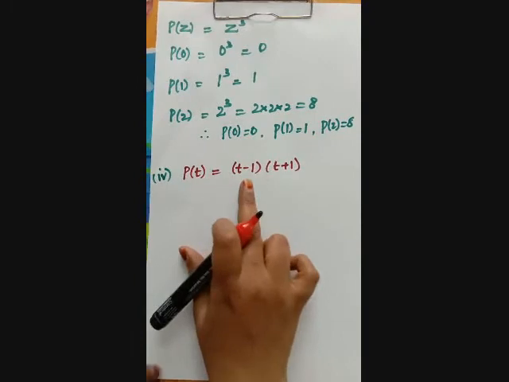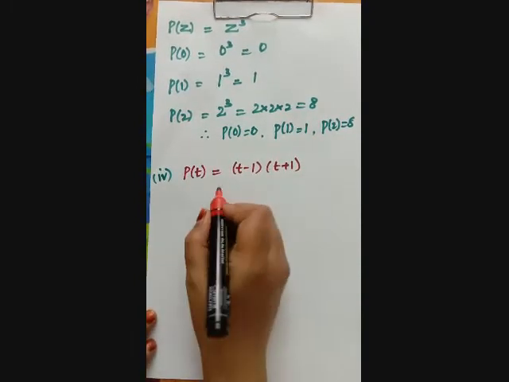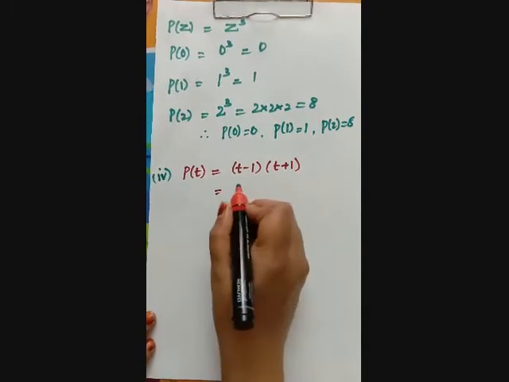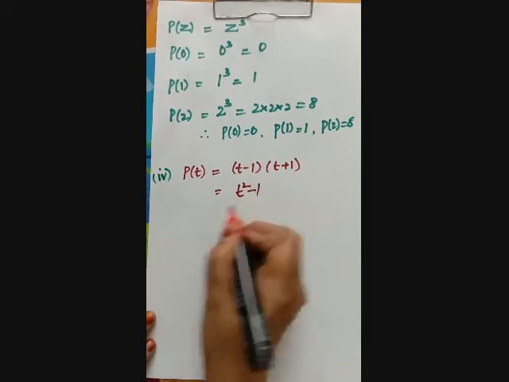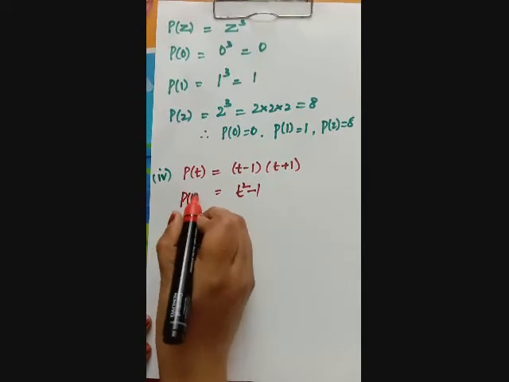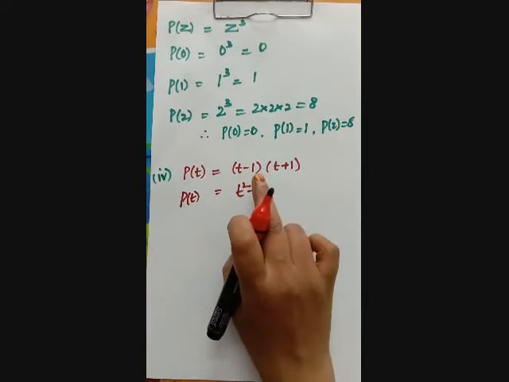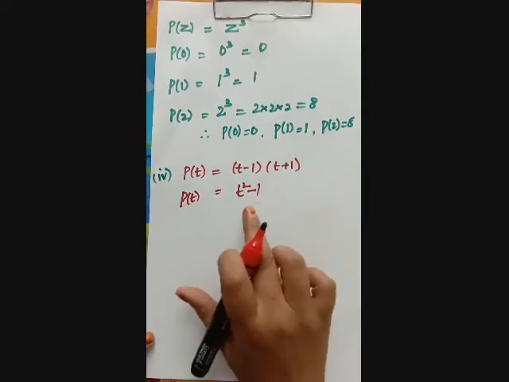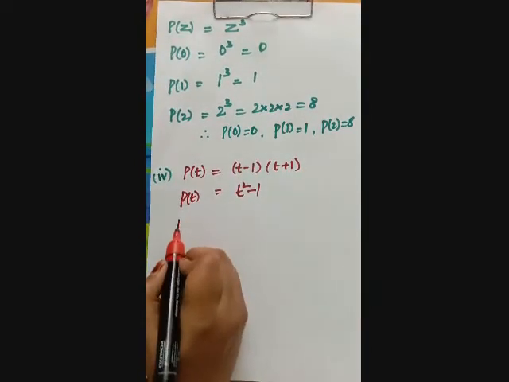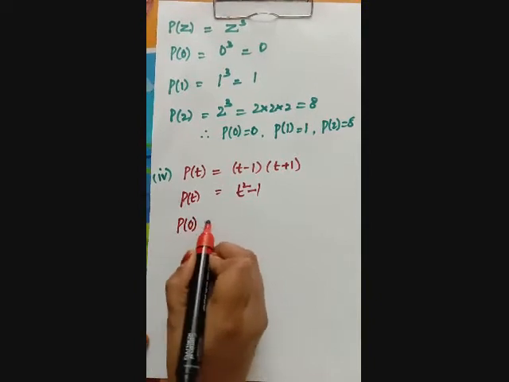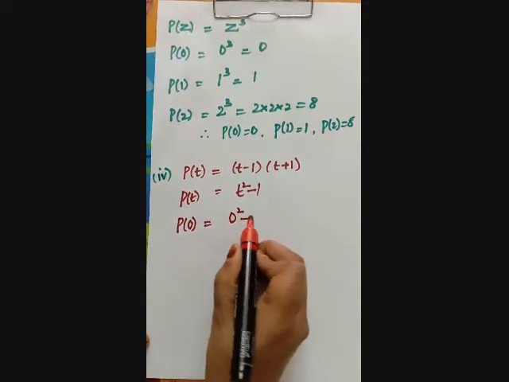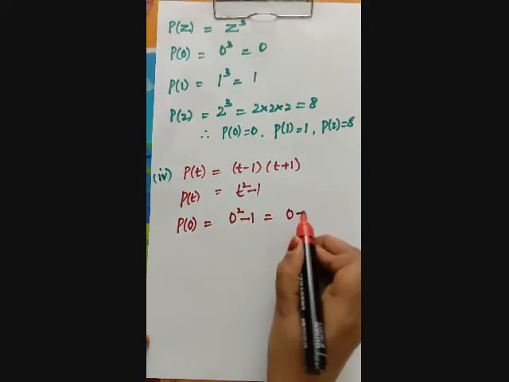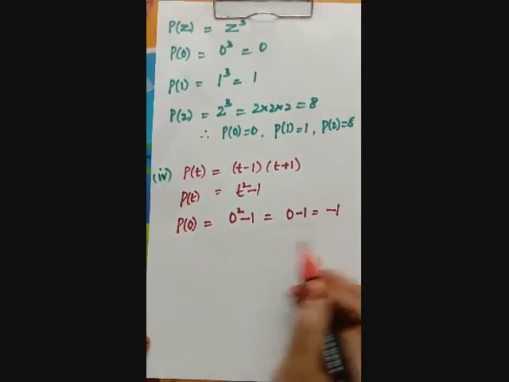P of t is equal to t minus 1 into t plus 1. What do you notice? A minus b into a plus b is nothing but a square minus b square. It is in the form of the identity, that is a minus b into a plus b is a square minus b square. Now find P of 0. So 0 square minus 1, that is 0 minus 1 is minus 1.